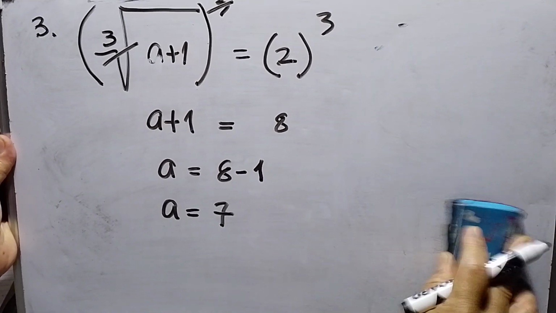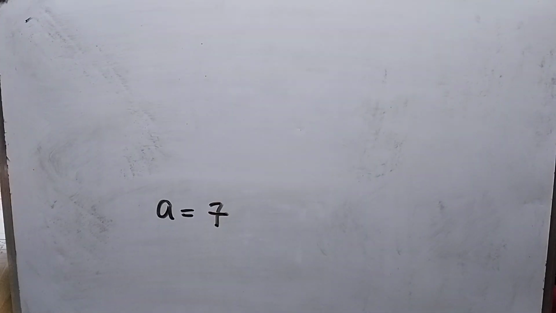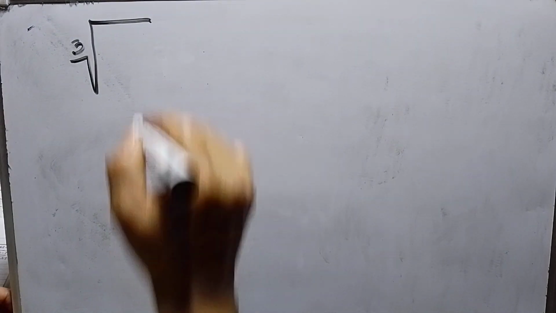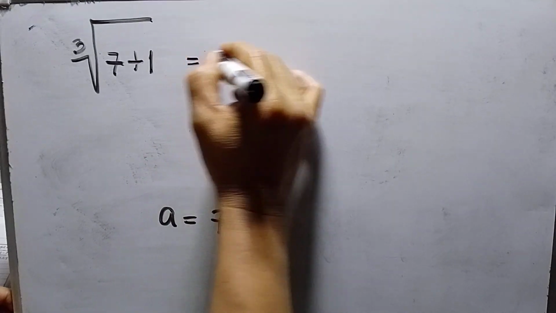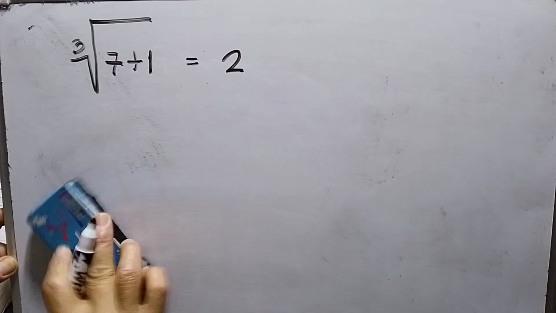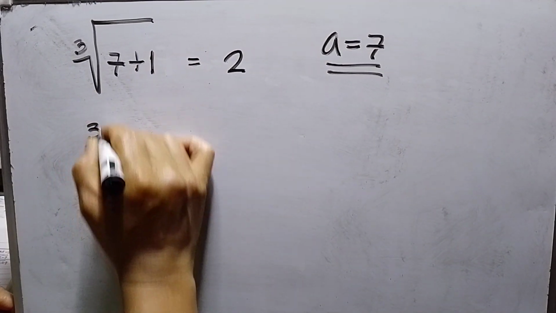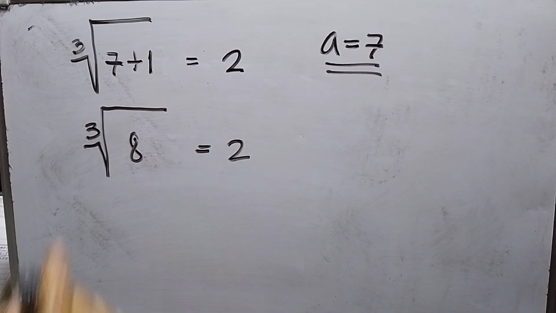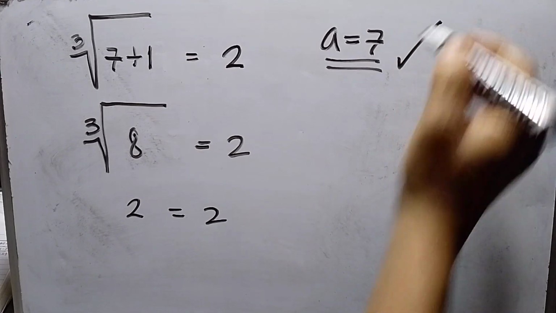Now let us check. So cube root of a, which is 7, and then plus 1 is equal to 2. So cube root of 7 plus 1 is 8, equal to 2. So cube root of 8, and we know that the cube root of 8 is 2. And this is equal. So therefore, a equals 7 is correct.